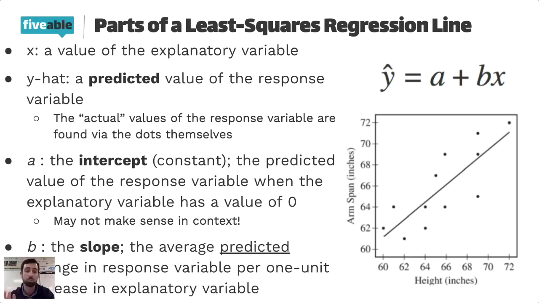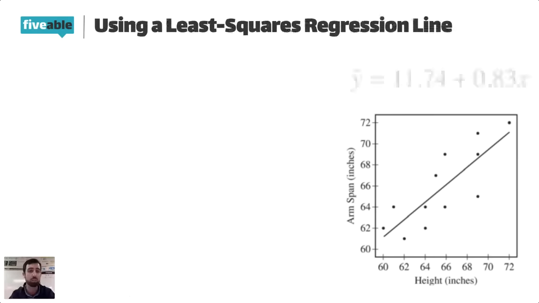And then we have our slope, which is your B. So it's the average predicted change in our response per one unit of our explanatory. So it's what we would predict our Y would change given our X changes by one. And we'll go over an example. So let's say this is our line.